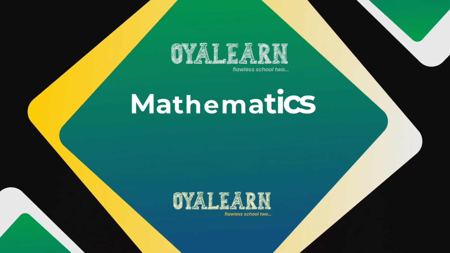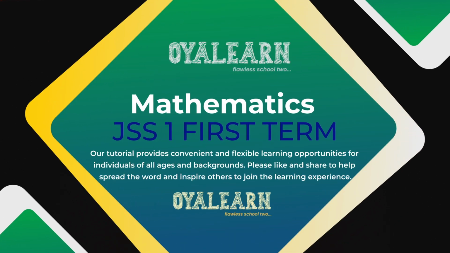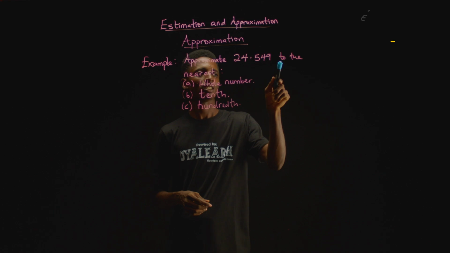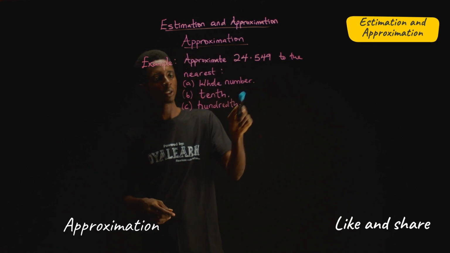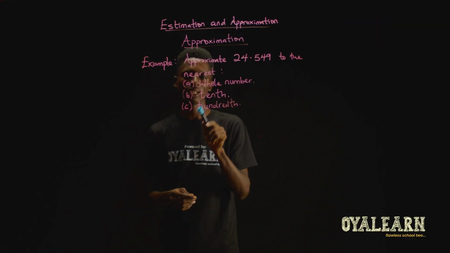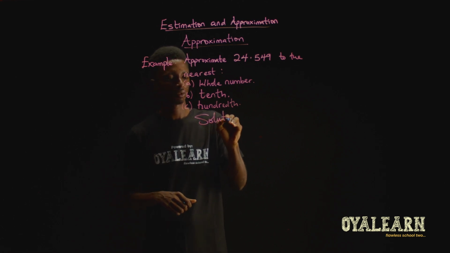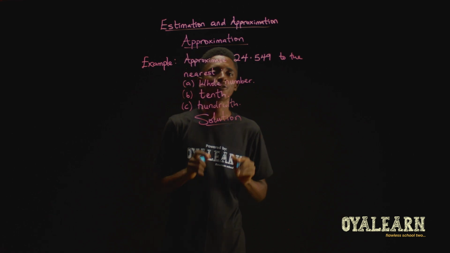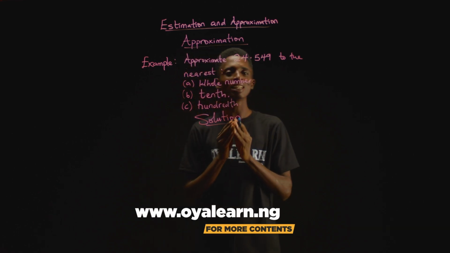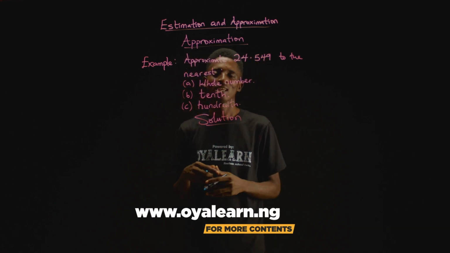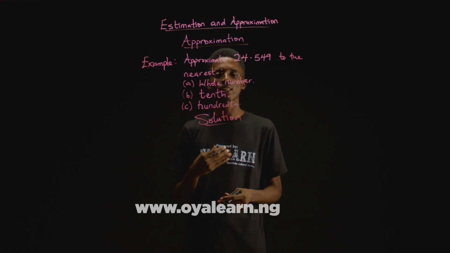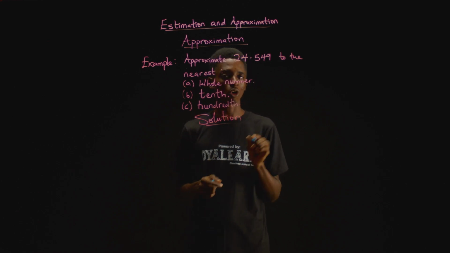This question says, approximate 24.549 to the nearest whole number, tenth, and hundredth. Solution. Now, the first step is to always keep the required amount of digits. And then to the next digit, you then know whether you round up or round down.